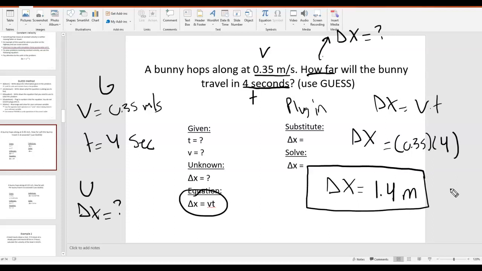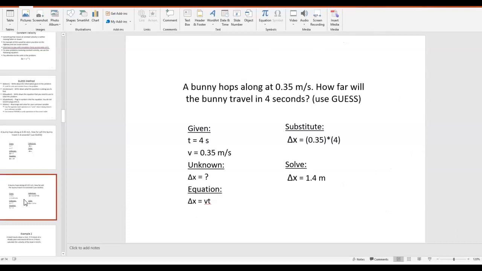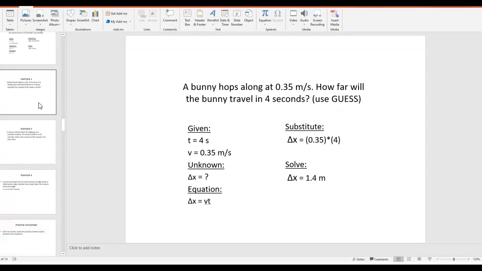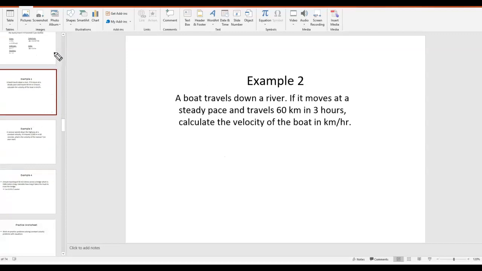Okay, and we use the GUESS method to just break down the problem and make sure we're solving everything in the correct order. Pause it there if you need to write that down, which I would highly recommend that you do. Okay, so I'm going to erase. Again, pause it if you need to look at that some more. Okay, this slide basically has the exact same things, just typed out instead of written out. Let's do a few more quick examples, and then you can work on your practice assignment.